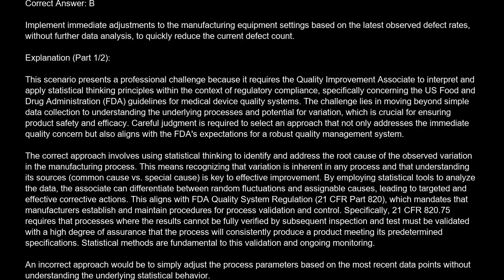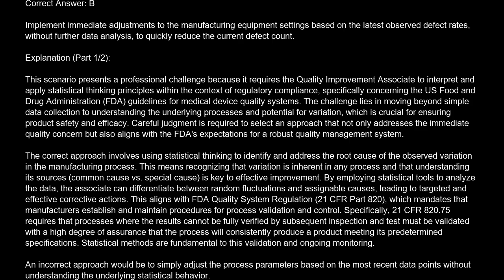The correct approach involves using statistical thinking to identify and address the root cause of the observed variation in the manufacturing process. This means recognizing that variation is inherent in any process, and that understanding its sources, common cause vs. special cause, is key to effective improvement. By employing statistical tools to analyze the data, the associate can differentiate between random fluctuations and assignable causes, leading to targeted and effective corrective actions.